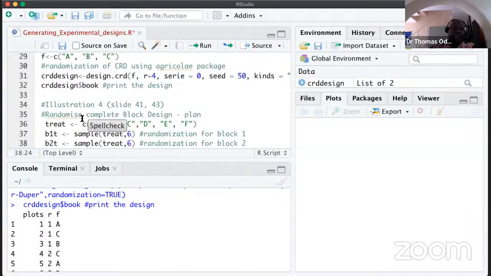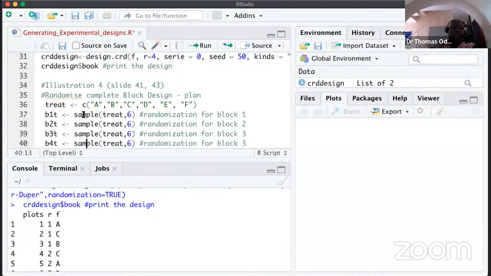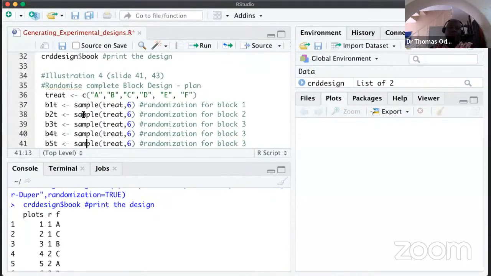Okay. So the next design was the randomized complete block design. And we say with the randomized complete block design, our experimental units are grouped into blocks. Within a block, there's uniformity, and between blocks, there's heterogeneity, or differences. So here, the randomization process is done block by block. So here, what we can do is randomize for the first block.